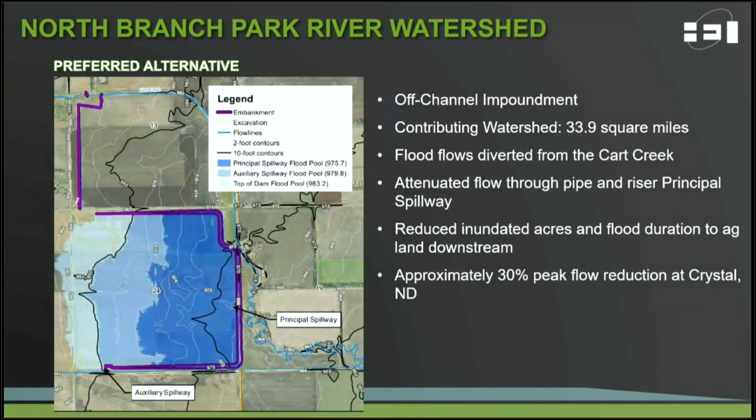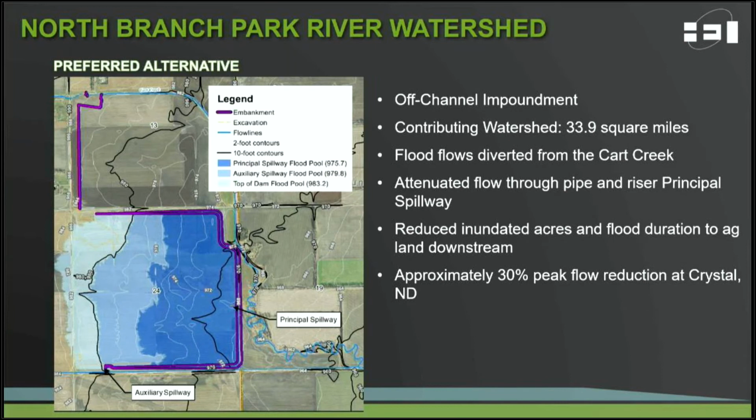So what came out of the North Branch project is an off-channel retention site. What was identified is a section of land that's very flood prone within the watershed. It's situated in a fairly opportune location where we can capture flows right upstream of some of the major damage centers. Flows are diverted from the north of the site, from Cart Creek, to the south into the site. Just under 34 square miles is actually stored within the site. There are about 3,000 acre-feet of storage available within the site.